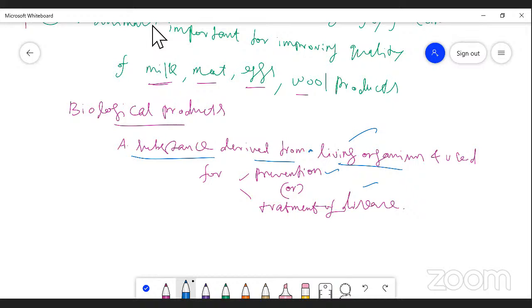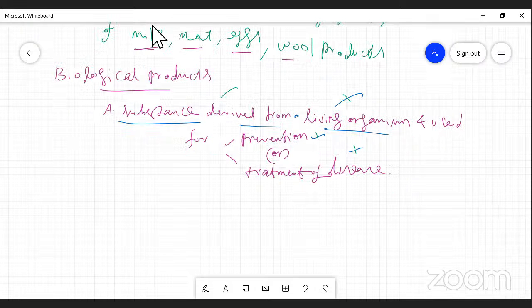What is called a biological product? A substance derived from living organisms, and it is used for either prevention of disease or treatment of disease. That is called a biological product.